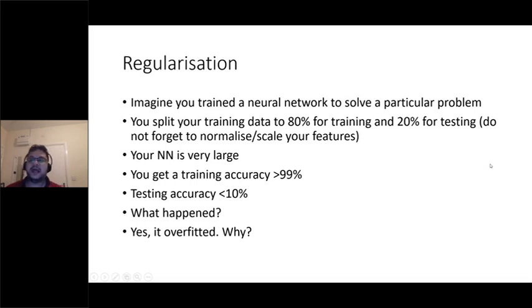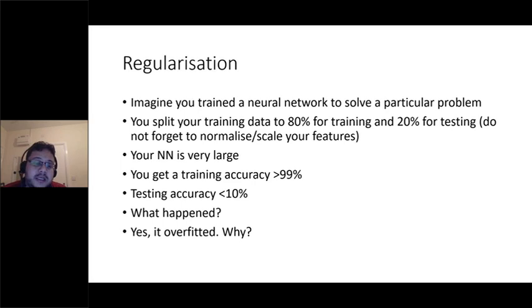So now let's have a look. We will go back to gradient descent and these algorithms, but let's have a look at regularization. So imagine you have trained the neural network to solve some problem. You split your training data to 80%, 20%, 80% for training, 20% for testing. You, of course, normalize, scale your features, etc. You use a very large neural network, and you get a training accuracy of over 99%.